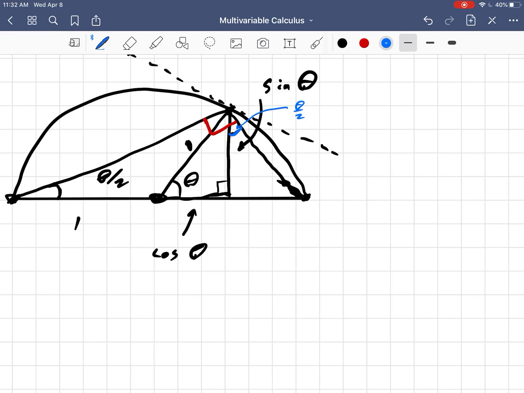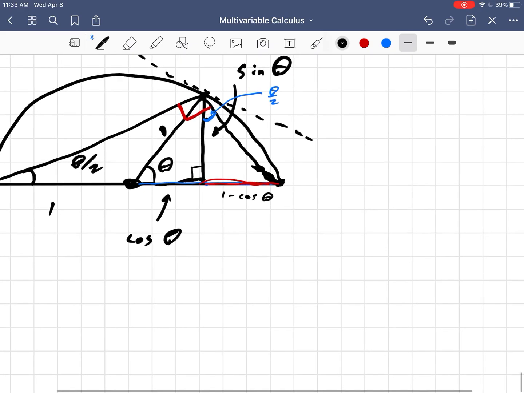And since it's just by the circle theorem, since it's not in the center of the circle, it's not an angle that's in the center of the circle, it's an angle coming from the circumference of the semicircle. And since this whole length is 1, then the length here is going to be 1 minus cosine of theta. And I've done all the geometric setup now.